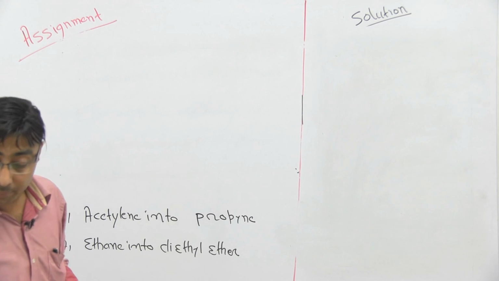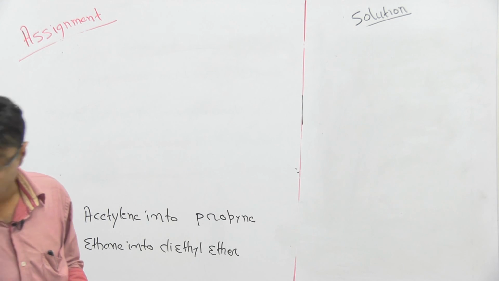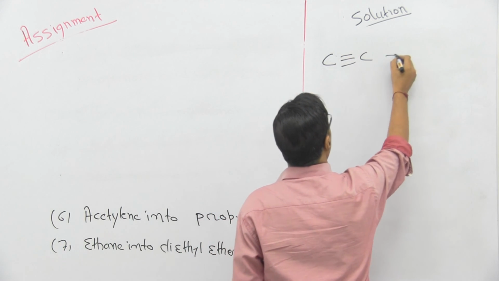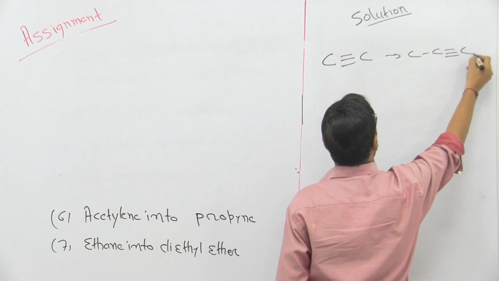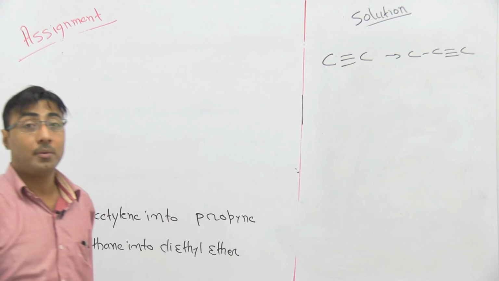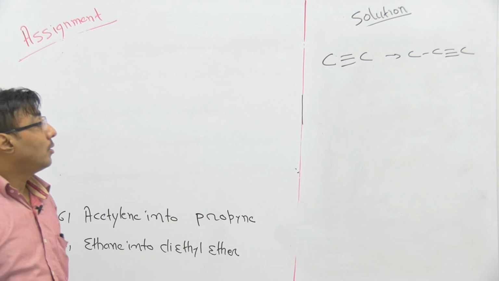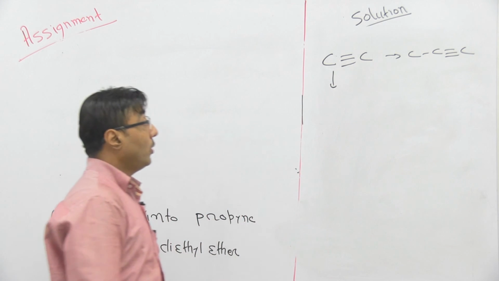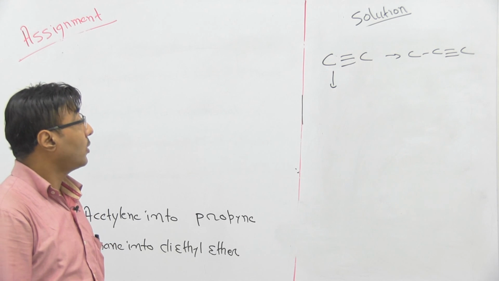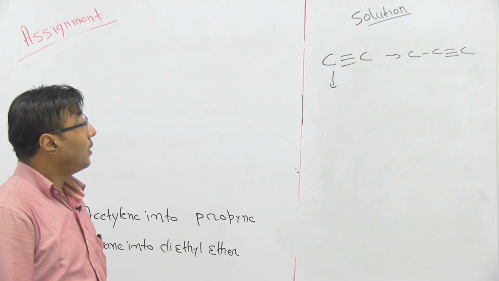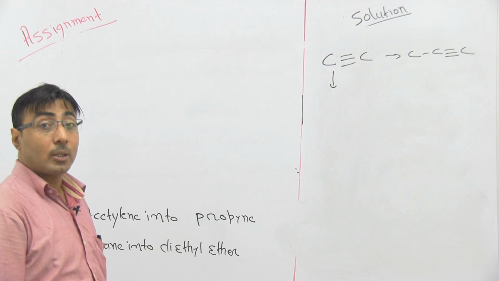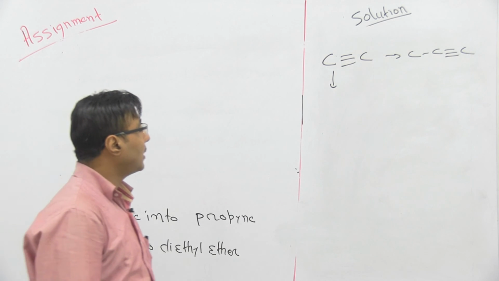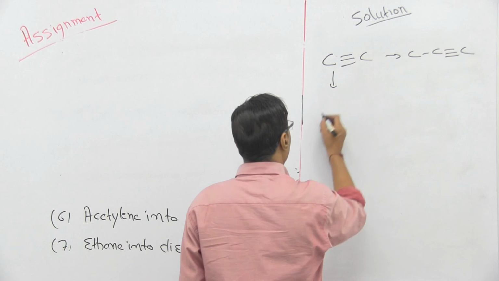Acetylene into propyne. C triple bond C into C single bond C triple bond C. It's a very simple reaction. We have to increase the number of carbon. But we use a different method, a simpler method.